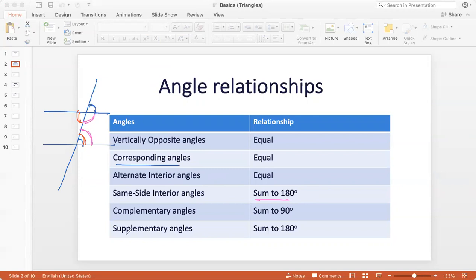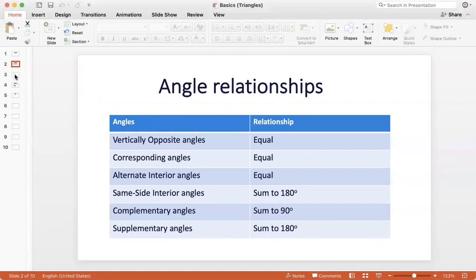Okay, by definition, complementary angles are angles that sum to 90 degrees, and supplementary angles are angles that sum to 180 degrees. For example, 30 and 60 are complementary, and 30 and 150 are supplementary.